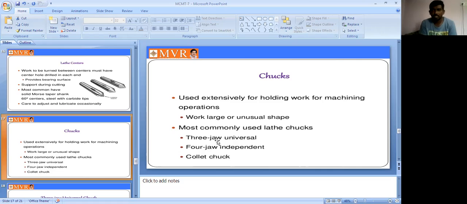Lathe accessories are generally classified into two types: work holding devices and tool holding devices. In work holding devices we discussed lathe centers, then mandrels, then chucks, which are of three types: 3-jaw, 4-jaw, and collet chucks. Next class we will discuss the 3-jaw, 4-jaw, and collet chucks, and the other work holding devices. Thank you all.